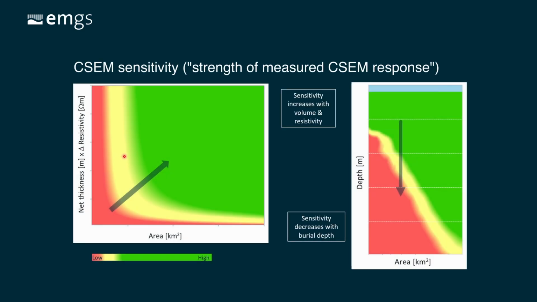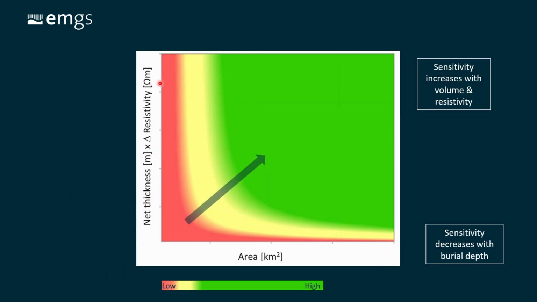So a key point is to understand the ability of CSEM to detect a buried resistive body. And this is a function of basically just a couple of parameters. The first one is the area of the resistive body, and the other one is the net thickness, the product of the net thickness times resistivity contrast of that resistive body. Here you have a traffic light color scheme where red means very low sensitivity or very low signal to noise ratio, and green means very high signal to noise ratio. And green typically means it's very easy to detect.